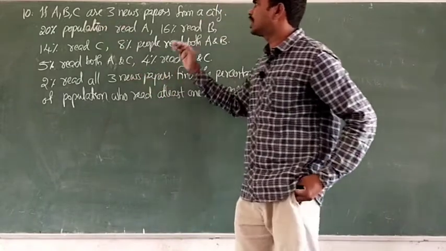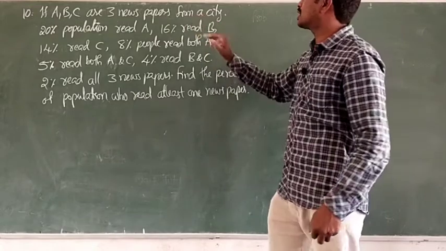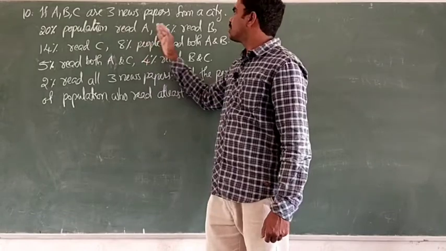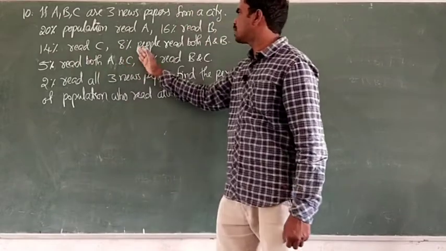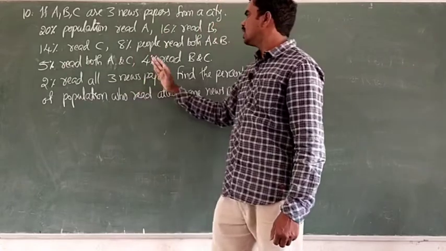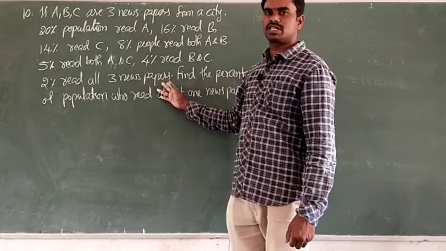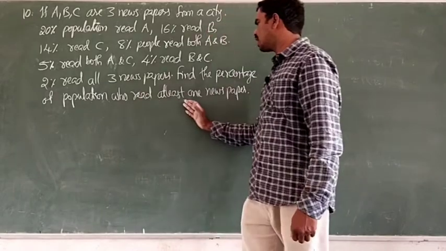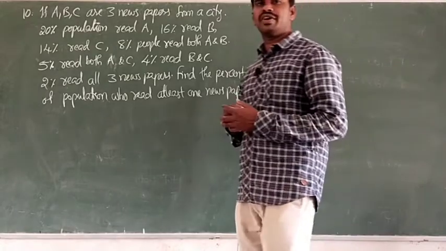If A, B, C are 3 newspapers, from a city, 20% of the population read paper A, 60% read paper B, and 14% read paper C, 8% read both A and B, 5% read both A and C, 4% read B and C, and 2% read all 3 newspapers, A, B, C. Then find the percentage of the population who read at least one newspaper, meaning A or B or C. So how can we do this problem?